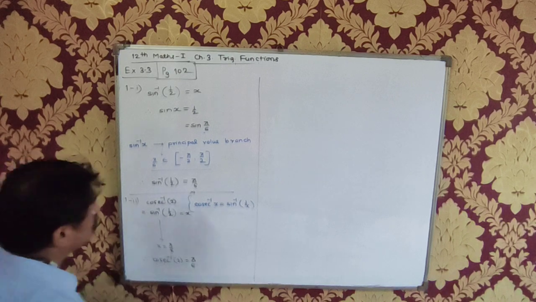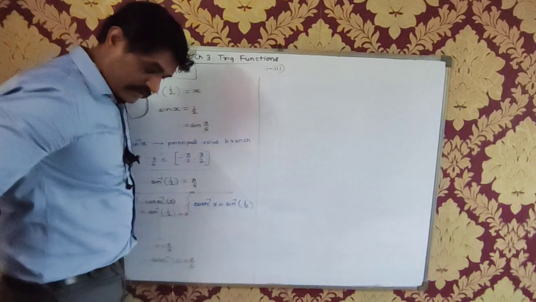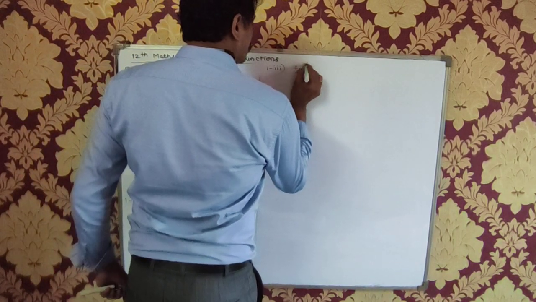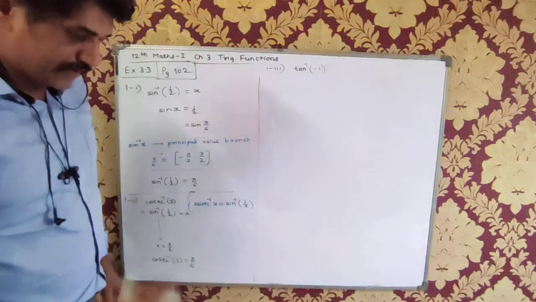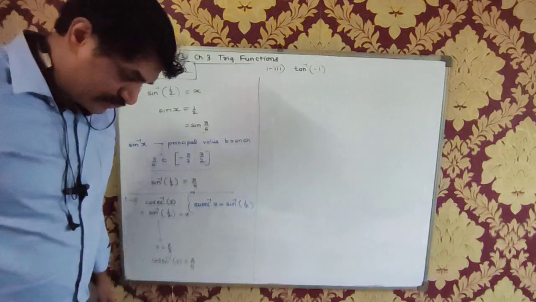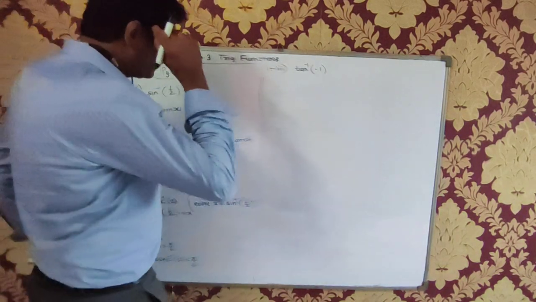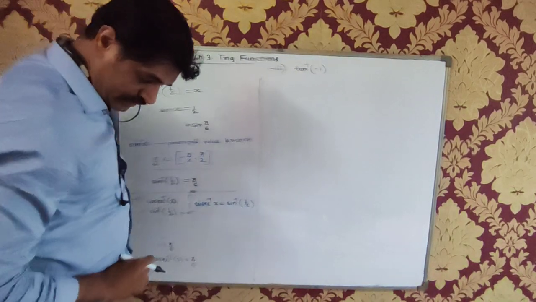Hello. Question number 1 subpart 3. Tan inverse of minus 1. Well, how do you go for that? Tan inverse of minus 1 is equal to, how will we do it?